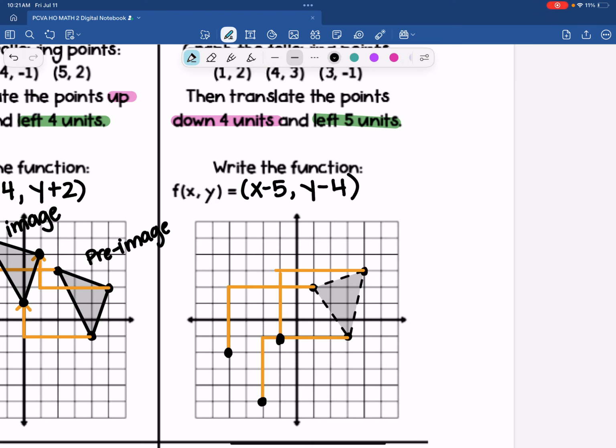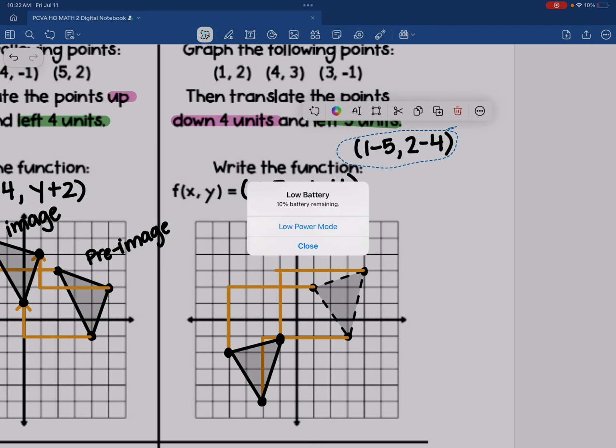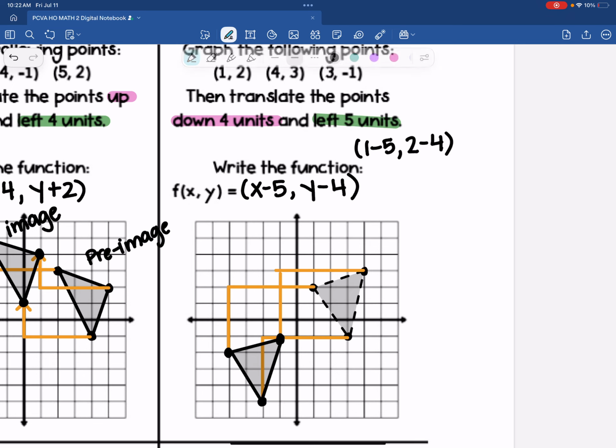Alright, and so there is my image. And again, I could have done the rules. I could have said 1 minus 5 and 2 minus 4, and I could have done the rules that way. And once I did that, that would give me my new points. So if I did that, of course, that's going to put me at -4, -2, which is exactly where we landed for that first one.